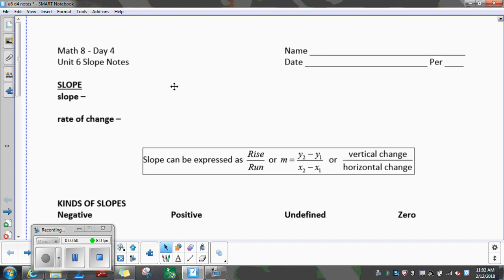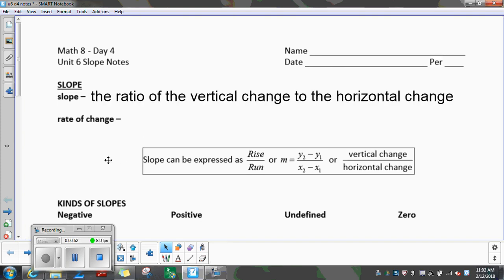So let's go over vocab. Slope is the ratio of the vertical change to the horizontal change between points, okay? And rate of change is another name for slope. So this stuff should not be new to you. Some of the stuff might be a little new just because you've never seen it before, but the definitions all mean the same thing. You'll probably only ever see rate of change in real world problems, and you'll need to know it means slope.